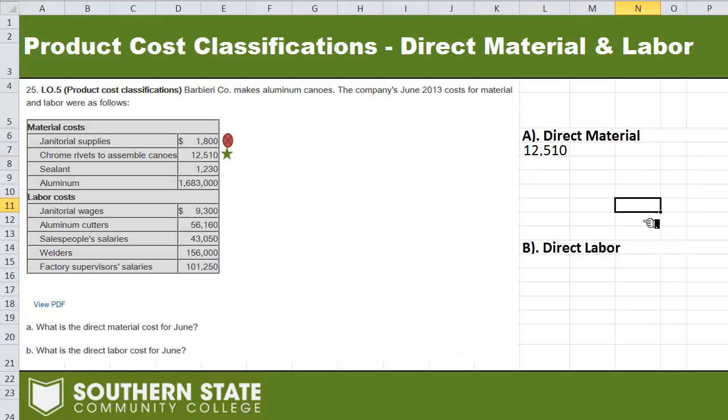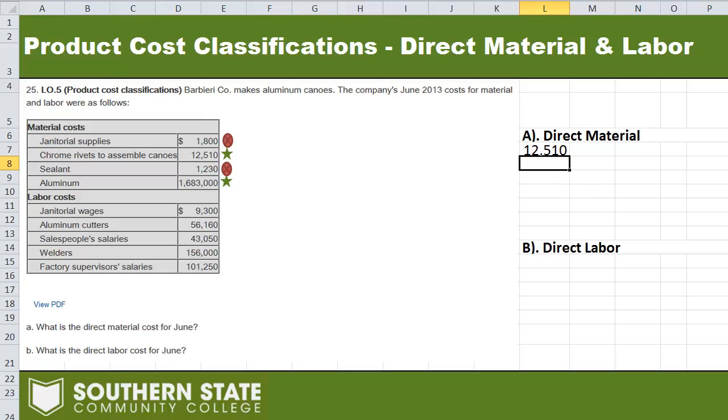Okay. The next one is a sealant, 1,230. Now that's obviously an item that's going to be directly related to the building of that canoe. However, that's not an item that's going to be easily traced back to that canoe. Just a couple of globs of sealant, that's not going to be worth our time to trace it back to the canoe. So we're going to say that that's not going to be included in direct material. We're instead going to allocate that on a per unit basis to our product, but we're not going to include it in direct material. Aluminum, well, obviously we can figure out how much of that goes into every canoe. So we're going to include that in our direct material.